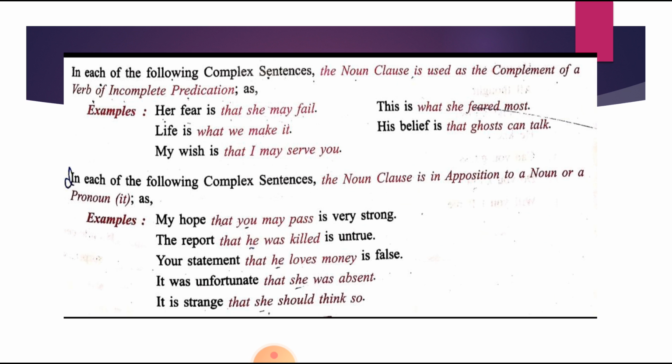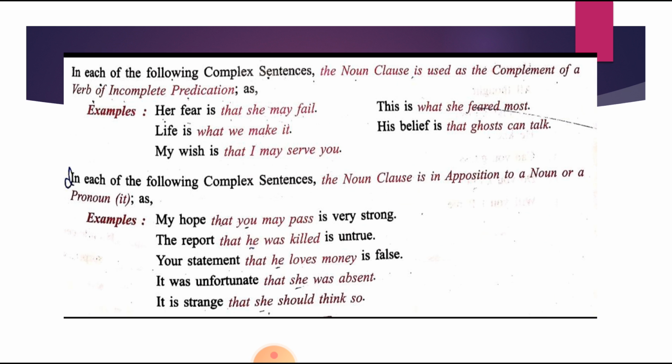Life is what we make it. My wish is that I may serve you. This is what she feared most. His belief is that ghosts can talk. In all these sentences, a noun clause is used as a complement of a verb. The verb is everywhere, and after that it is used as a verb of incomplete predication.